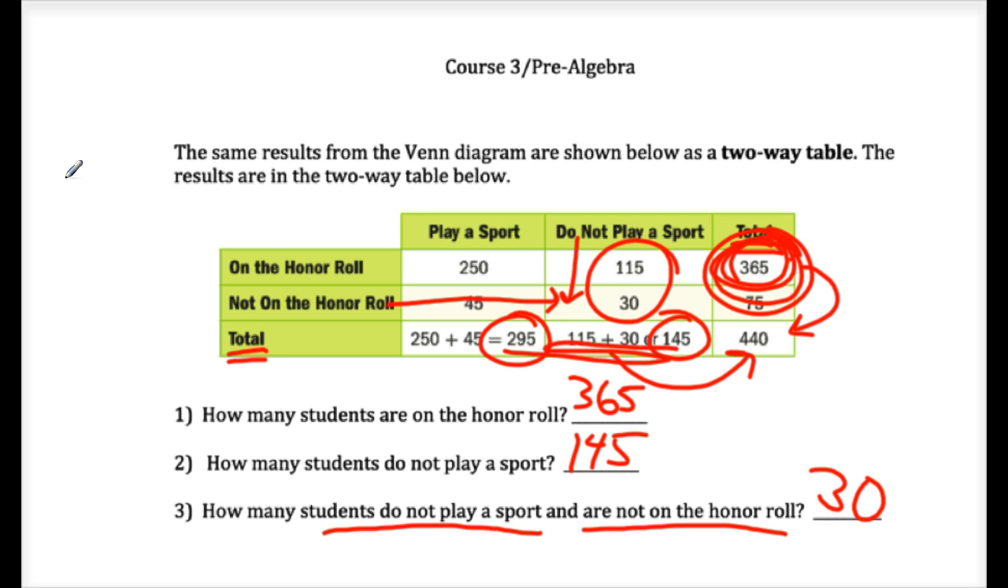Does everybody see how the two-way table works? Plus, plus, going that way and that way. There's only really 4 sets of numbers, but we add them all up and find their sums going in rows and then in columns.